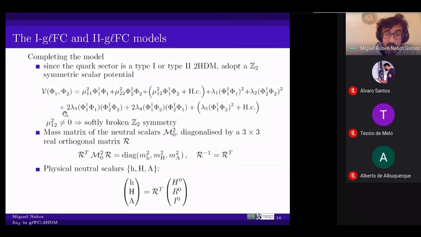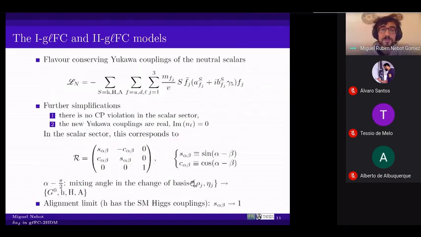Good. So having defined the scalar potential, next thing that one needs to do is identify what are the physical neutral scalars, which are the only ones that are not yet well defined. Those are these small h, capital H, and capital A, and you obtain them from the fields that appear in the Higgs basis just through an orthogonal rotation. This is just the generic notation.